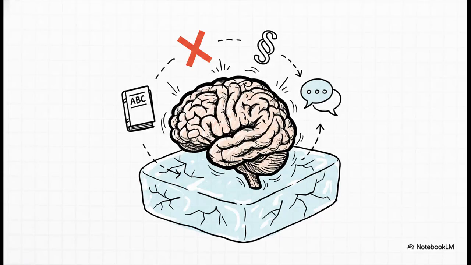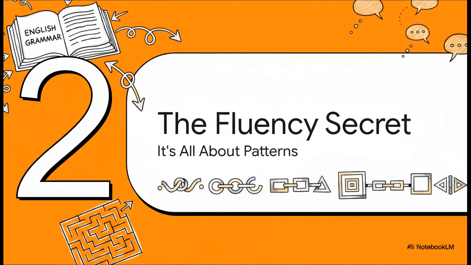Your brain is trying to do way too many things at once. It's searching for the right word, checking the grammar, translating the meaning. It's just total cognitive overload. And when your brain gets overloaded like that, it freezes. It's as simple as that. Okay, so if that's the trap, how do you get out of it? Well, the answer is a pretty big shift in how you think about speaking. And this fluency secret? Yeah, it is all about patterns.